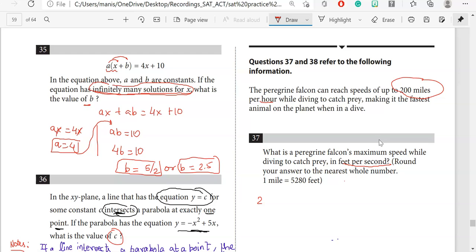Okay, so I'll write over here 200 miles per hour. This is miles, and it is 1 hour over here. Now, how will you solve this? They have given us in 1 mile, how many feet are there? 5,280. So I'll write over here 5,280. Now keep in mind, this miles changes to feet.